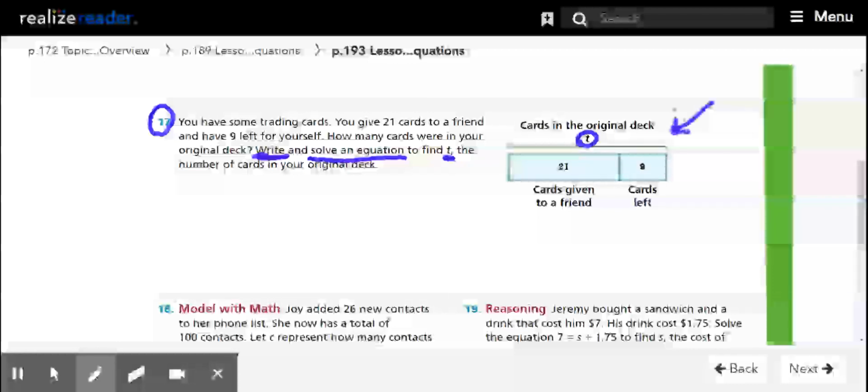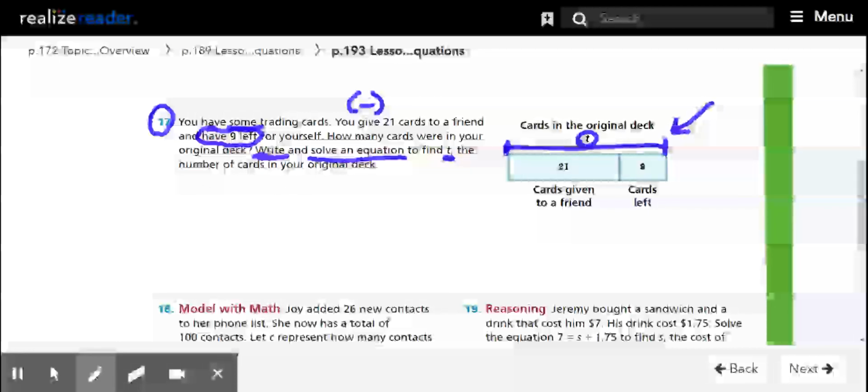When you look at this diagram, this long green line is representing the total amount in the original deck, and that is what we do not know. That is our unknown. That's why we use a variable. Okay, so we don't know how many trading cards we start with. It just says we have some of them. When you give 21 cards to a friend, giving something away should remind you that that would be subtraction. Okay, so you have to look for some keywords and think what operation that would relate to. And then it says you do have 9 left over. So this is the amount that we do have. Having something means it could be like equal to that amount.